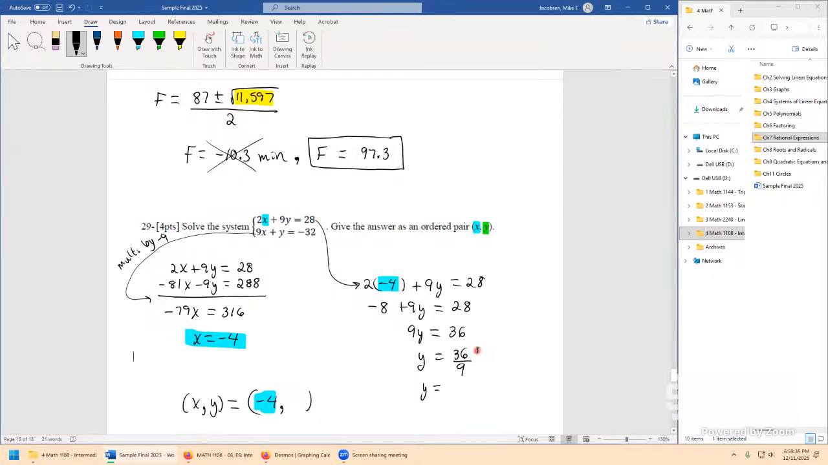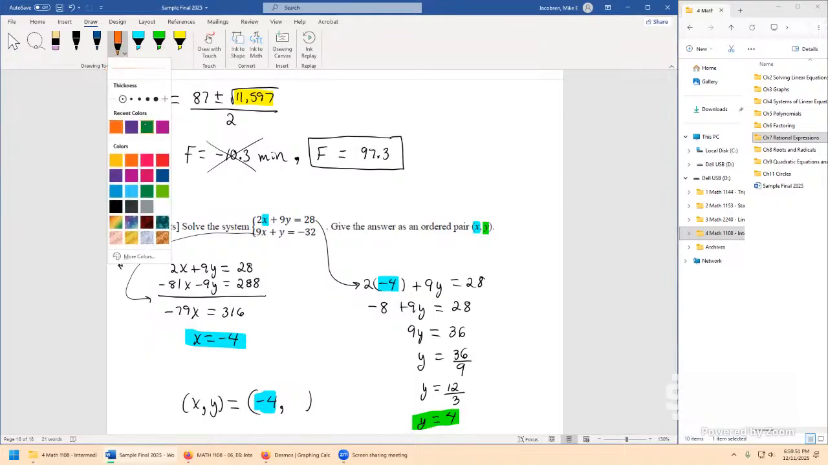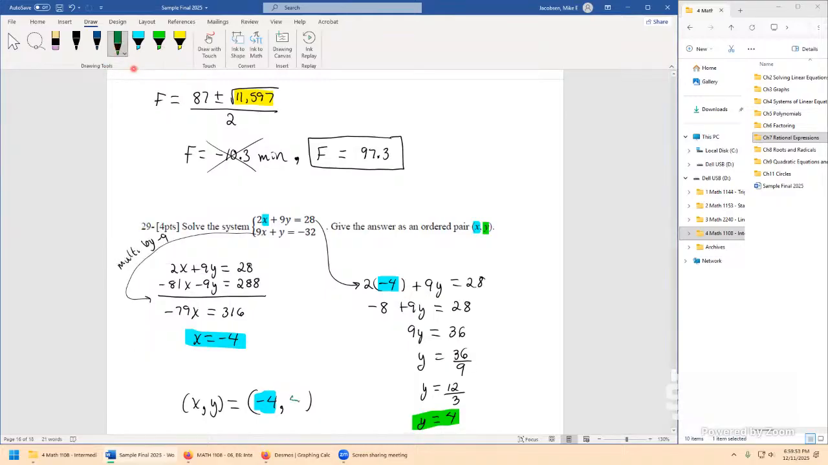You can divide 3 into numerator and denominator on this one. 3 goes into 36 12 times. It goes into 9 3 times. I think we're getting back on track. And then 3 will finally go into 12 4 times. Okay, we finally got the value. So (-4, 4). That looks better if we just slap it with a highlighter like before.